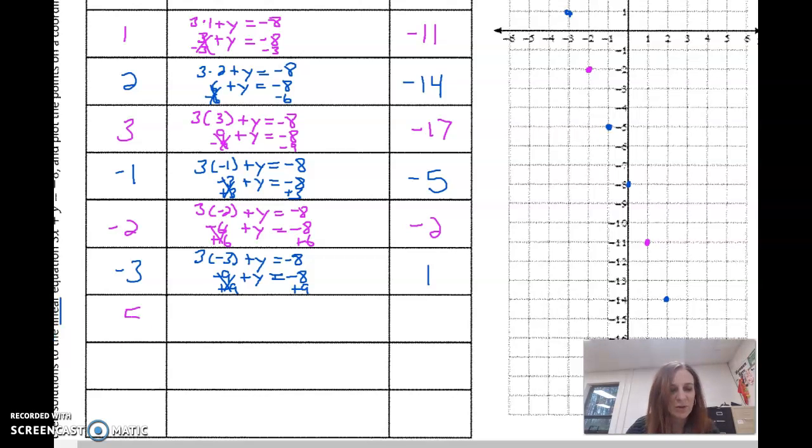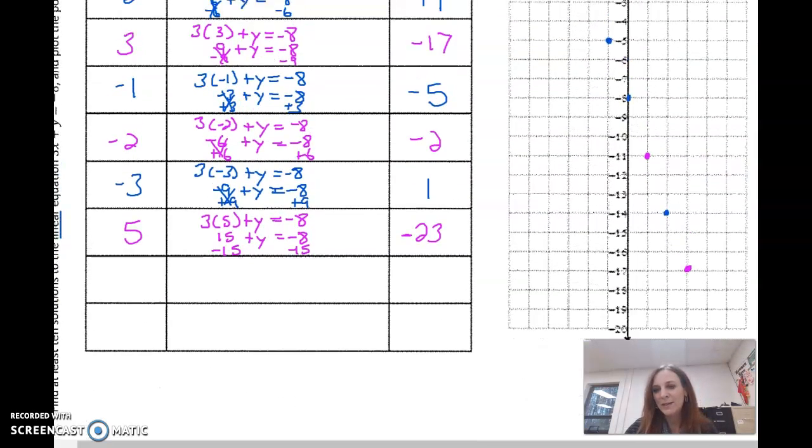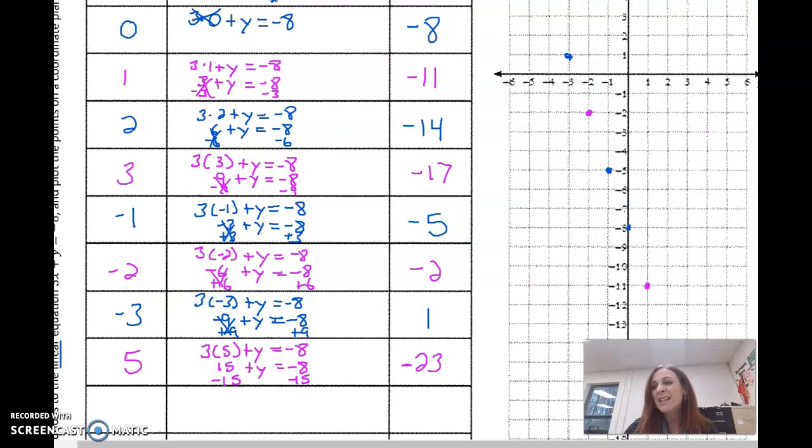Oh, let's change things up. Let's go 5. 3 times 5 plus y. I know this is tedious, guys. I know we don't want to write all this, but you know how to do the work, and that's what's important. I'm going to subtract 15 from each side. Same sign, I'm going to add them together. 8 plus 15 is 23. Since they're both negative, my answer is negative. That one's not going to fit. I stopped at 20. Not going to fit. Neither the next two I'm going to do.